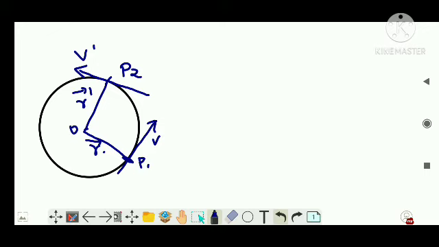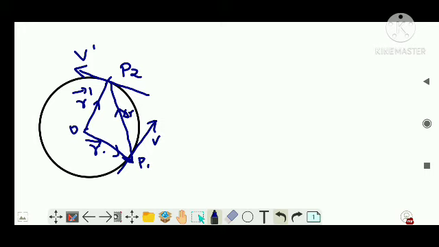Now what will be the direction of delta R? This one, right? This is OP1, OP2, right? So I hope you understood this is delta R, from P1 to P2. Clear?